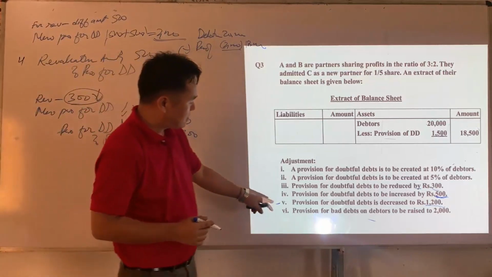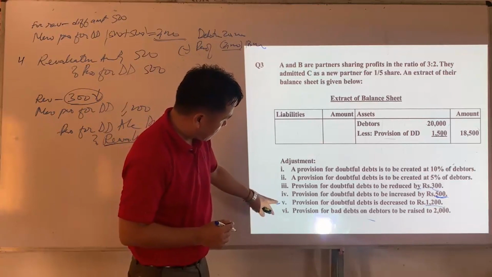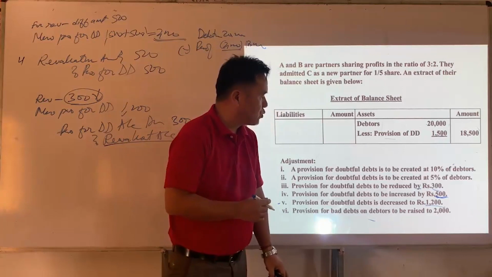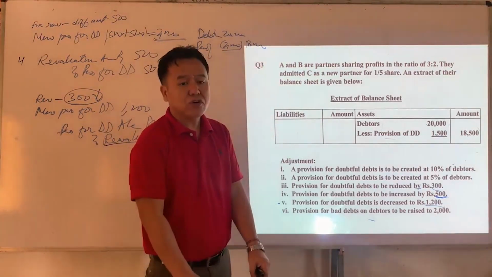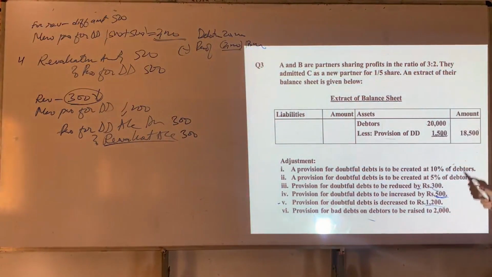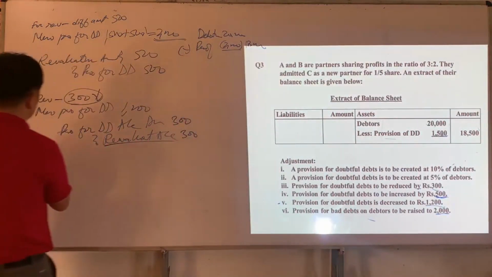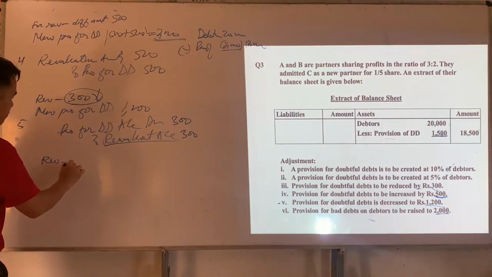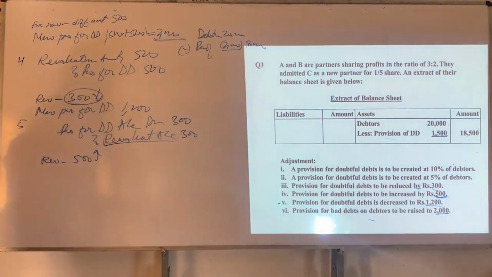Now look at the last adjustment. Provision for bad debts on debtor to be raised to 2,000, which means increased to 2,000. So what is the old provision for doubtful debt? 1,500. What is the new provision? 2,000. Which means provision for doubtful debt is increased by rupees 500. For revaluation, we have to take the difference amount. What is the difference amount? The difference amount is 500, and provision for doubtful debt is increased by rupees 500.